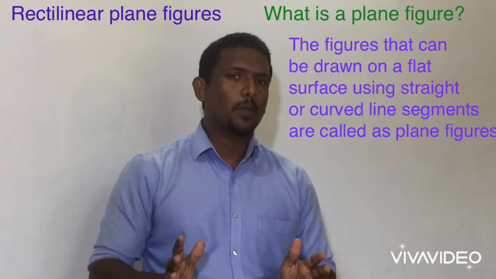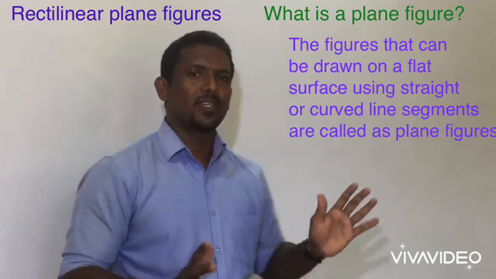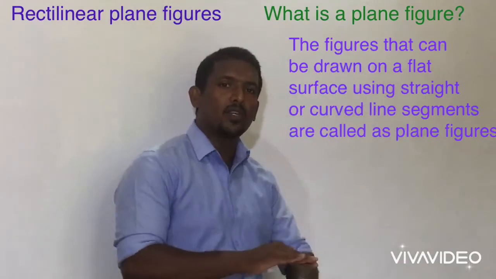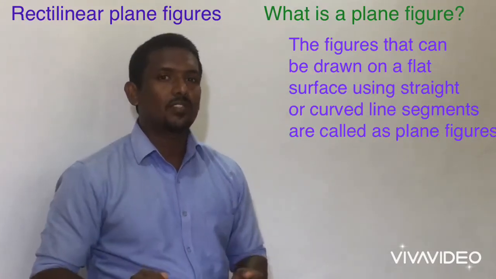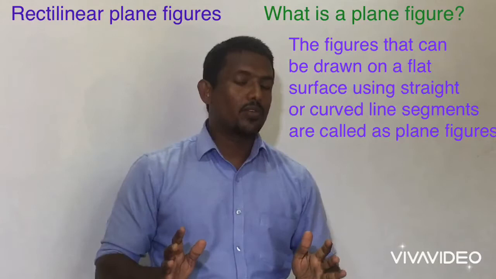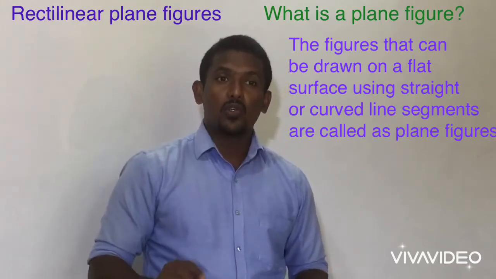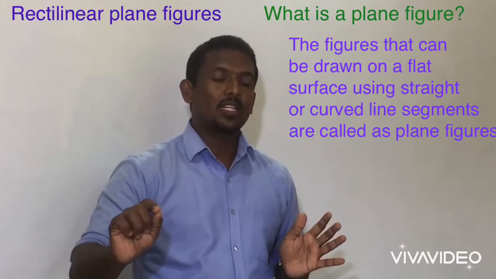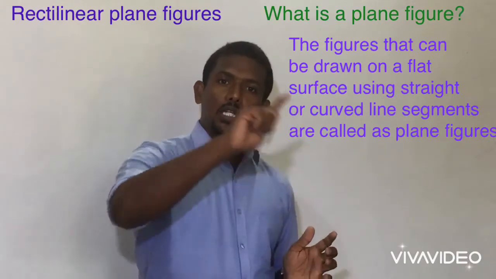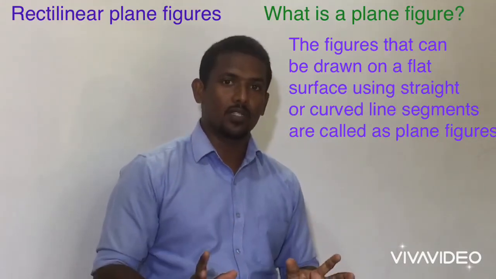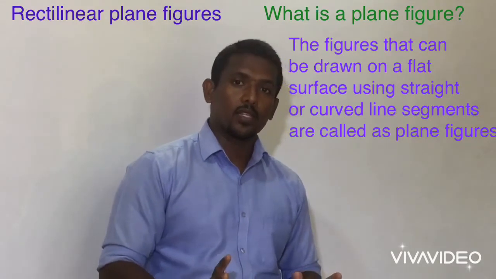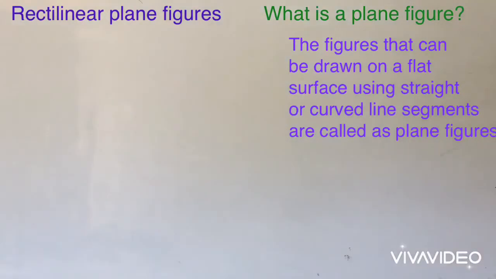Now, what is meant by a flat surface? A flat surface means something like this whiteboard, or a glass sheet, right? They are called flat surfaces. The figures that can be drawn on a flat surface using straight line segments, or curved line segments, or both these line segments, are known as plane figures.